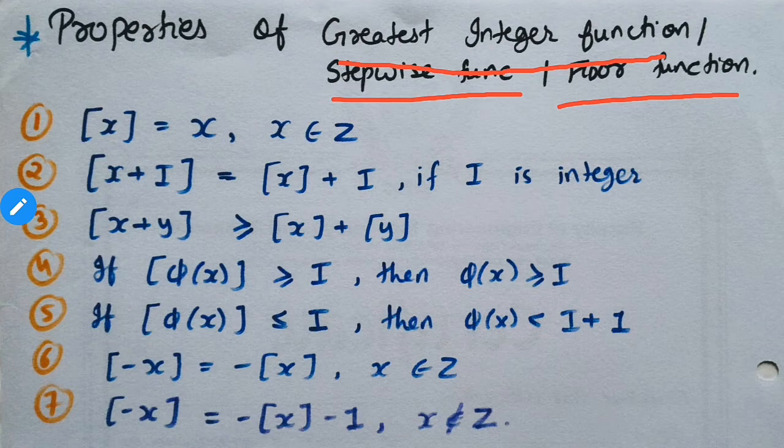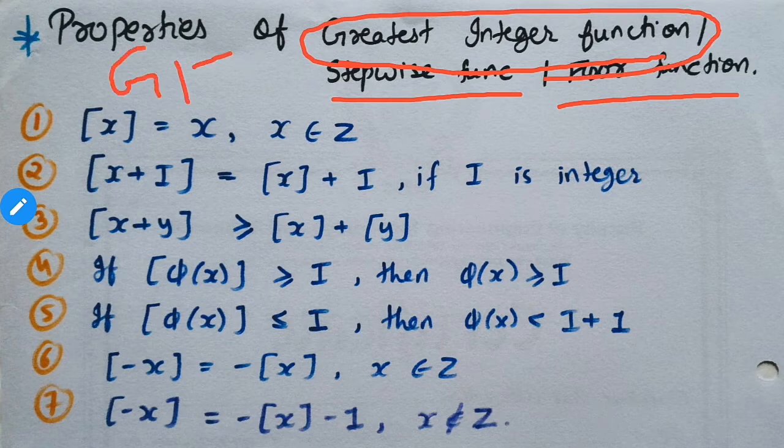These are very important properties because these are very useful in your studies. Anytime we commit mistake in this function, the greatest integer function, in short form is known as GIF. So let's start.